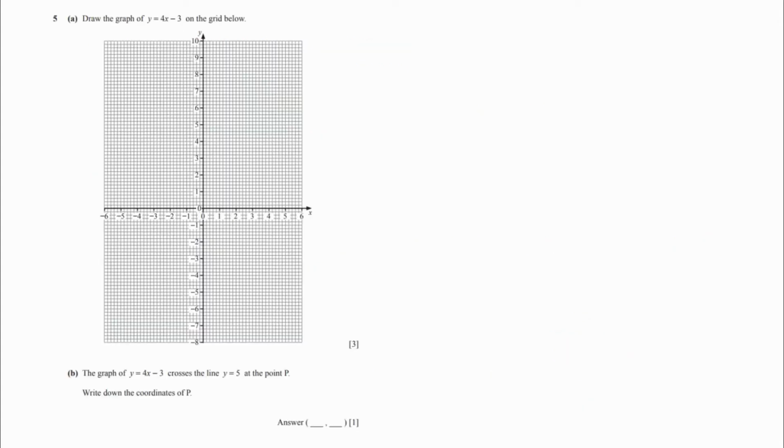Okay, we move to the next question. Draw the graph of y equals 4x minus 3. So y equals 4x minus 3. Just to have a quick review, this 4 is the gradient or slope of the line, and this minus 3 altogether is the y-intercept.